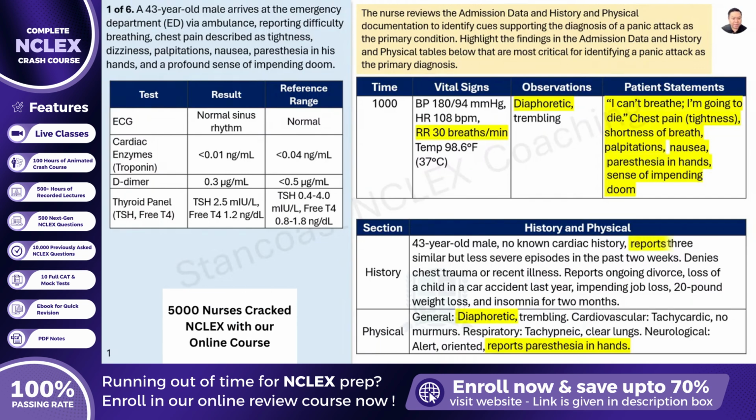This one right here, it says reports 3 similar but less severe episodes in the past 2 weeks. Even though this is part of the historical data, this tells us the patient may be developing a pattern of recurrent attacks, and this can shift the diagnosis from an isolated panic attack to possibly panic disorder. And recognizing the recurrence is very critical for long-term management and referral for psychiatric support or even cognitive behavioral therapy.